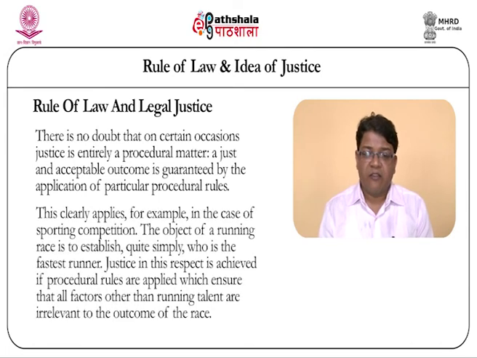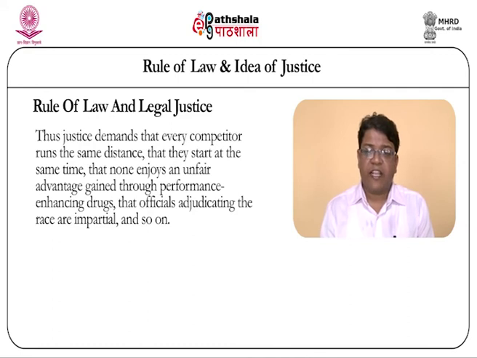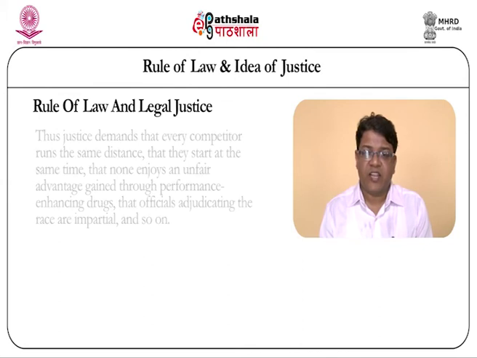This clearly applies, for example, in the case of a sporting competition. The object of a running race is to establish quite simply who is the fastest runner. Justice in this respect is achieved if procedural rules are applied which ensure that all factors other than running talent are irrelevant to the outcome of the race. Thus, justice demands that every competitor runs the same distance, that they start at the same time, that none enjoys an unfair advantage gained through performance enhancing drugs, and that officials adjudicating the race are impartial, and so on.